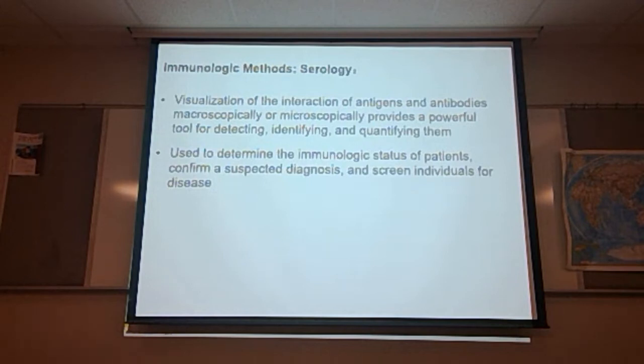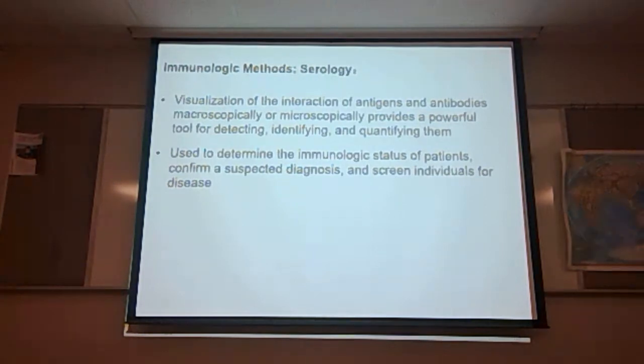We can do these several different ways. You can visualize the interaction of antigens and antibodies macroscopically. If you've ever seen blood clotting, you've done a little simple blood test where you're trying to determine if you were type A or type B. That is an agglutination reaction. That is a visualization of the antigen-antibody complex.